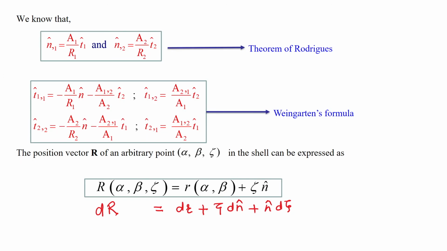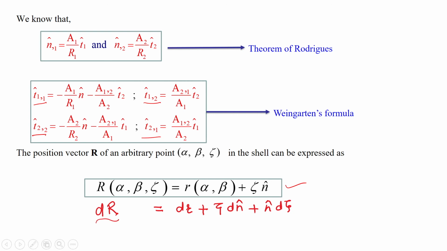Before that, I would like to recall our basic theorems that we are going to use here. The first two are the theorem of Radicals: n hat comma 1 is a1 by R1 into t hat 1, n hat comma 2 is a2 by R2 into t hat 2. Then these are the Weingarten formulas: t hat 1 comma 1, t hat 2 comma 2, t hat 1 comma 2 and t hat 2 comma 1. So, R is written here.